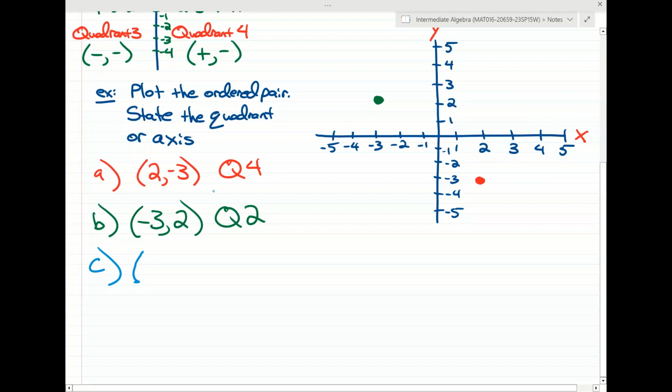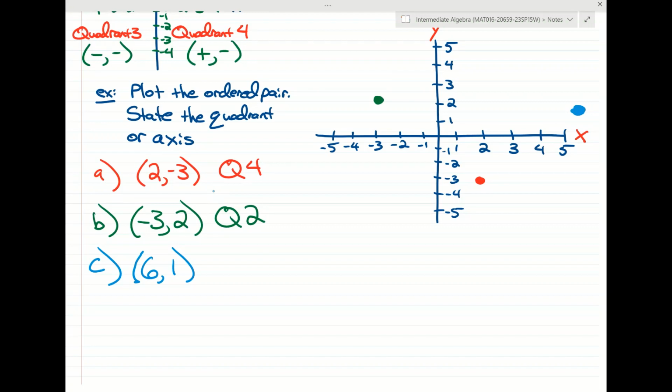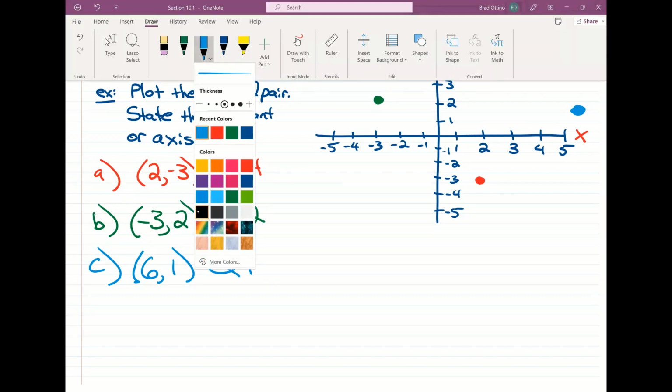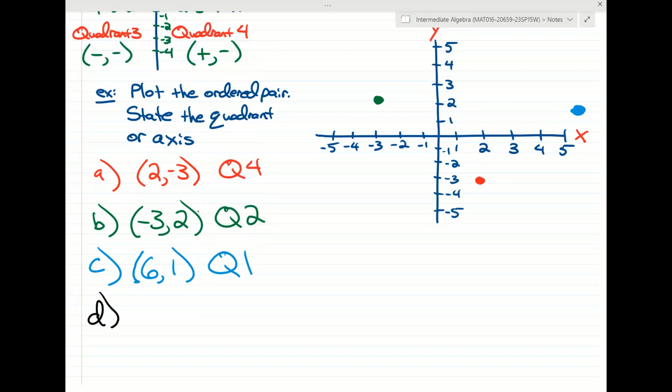The point 6, 1 would be over here somewhere. Right, you go 6 on the x-axis and then up 1. That's in quadrant 1. The point -2, 0. Remember, x is -2, y is 0, so that would be right here. That's along the x-axis.